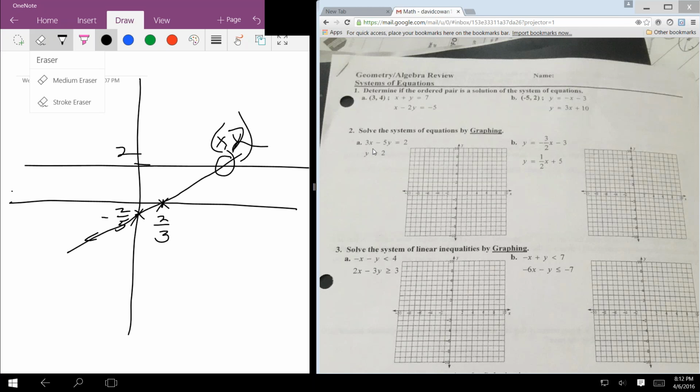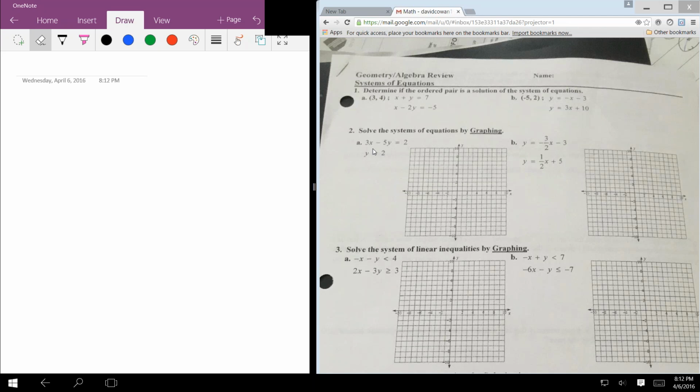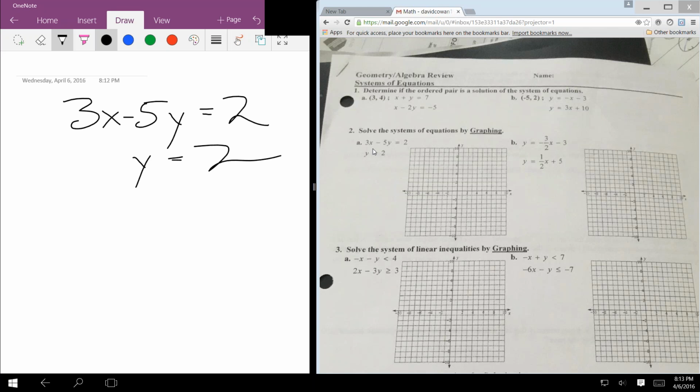If I wanted to know what x is, I could solve it algebraically. Let's talk about that. Tell me how I'm going to solve this algebraically. In other words, I'm going to come up with a precise solution. What am I going to do?